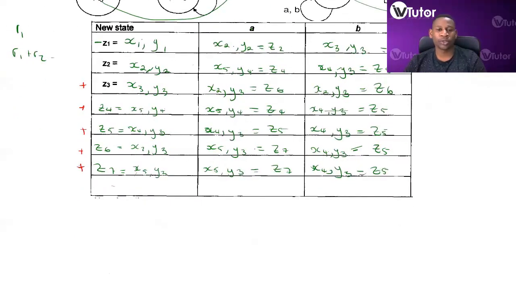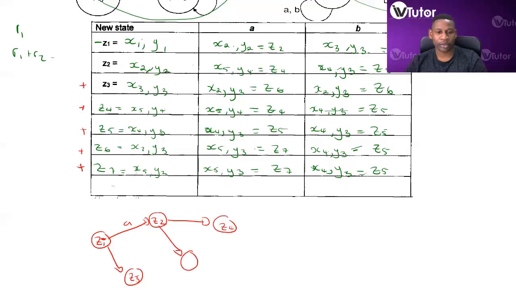If you wanted to draw the finite automata for that, we then have Z1, which is an initial state, and with an A, it goes to Z2. With a B, you go to Z3, right? And then if you're in Z2, with an A, you go to Z4. With a B, you go to Z5.